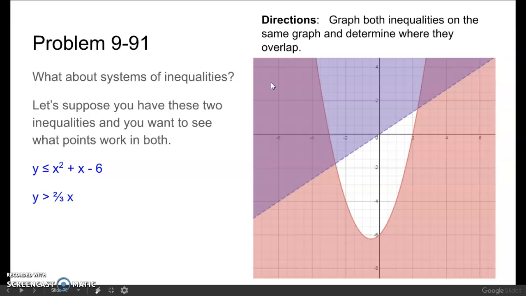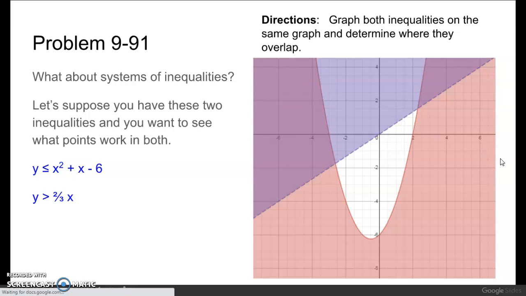Now in terms of systems, the areas that overlap would be, in this particular case, the pinkish purplish part. If you were doing this by hand, you would only shade this part in and this part in. So you can see the ordered pairs that work in both of these inequalities are actually not in the same part of the graph. So that's kind of a cool thing. So there's that one.